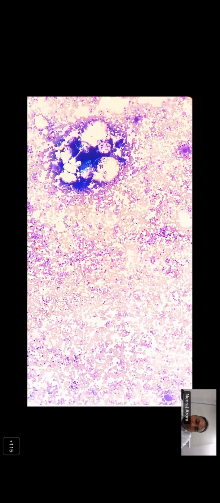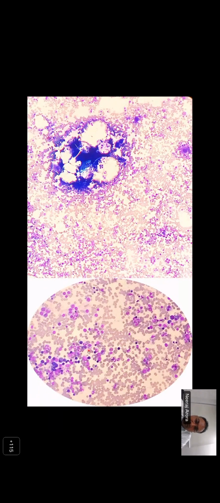A bone marrow was done, and this is how the bone marrow looked. It was mildly hypercellular, with scattered plasma cells, not much increased, around 3 to 4% plasma cells. You could see the plasma cells, some binucleated forms, some with occasional nucleoli, but nothing typically abnormal.